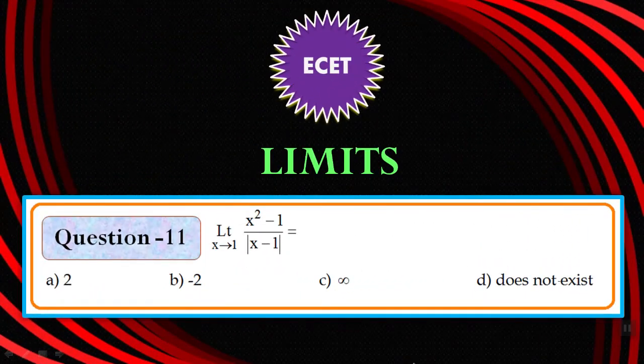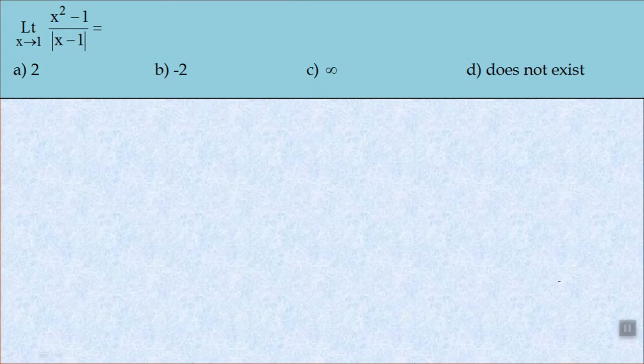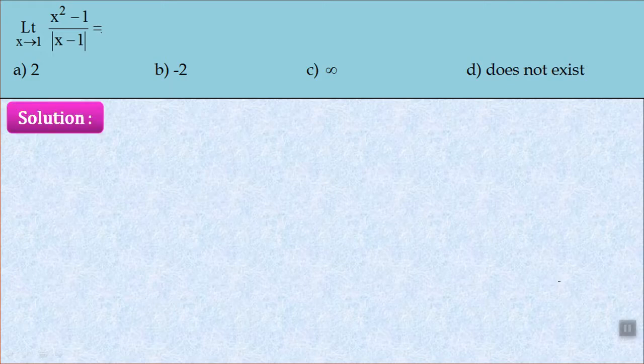Students, see question number 11. Read the question and write it. The question is: limit x tends to 1, (x square minus 1) by mod (x minus 1) is equals to. Let us start the solution.